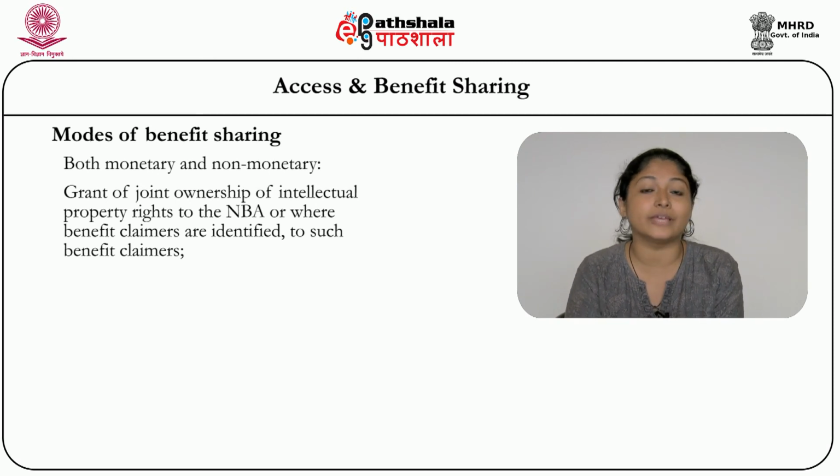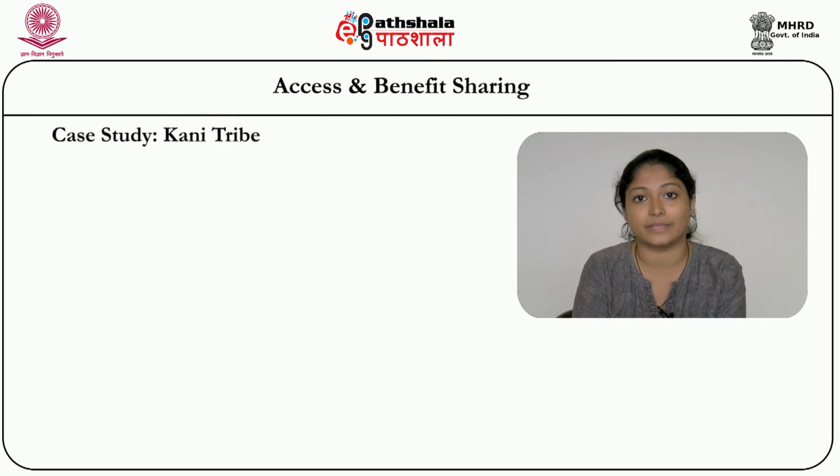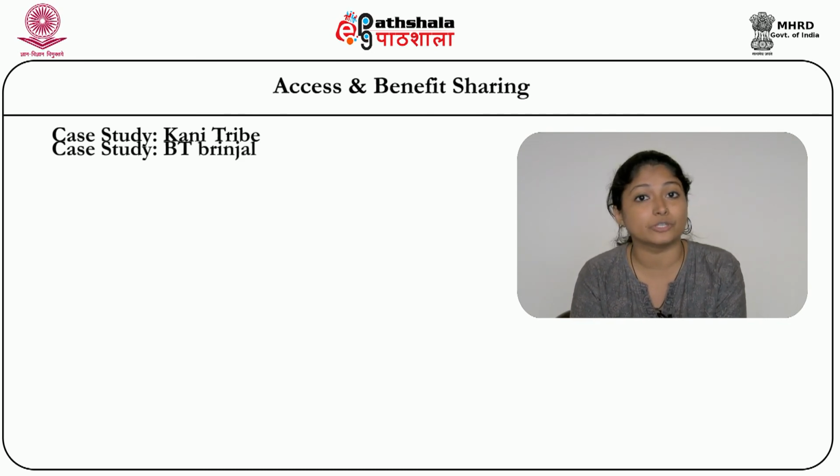So this is how the entire regulation and access mechanism under the Indian regulation goes. Also, if these provisions are violated, then it is a cognizable offence. Now we can skip to the case studies. First of all, we will discuss the Kani tribe case, which is an example of bioprospecting. The other one is the Bt brinjal case, which is an example of biopiracy.